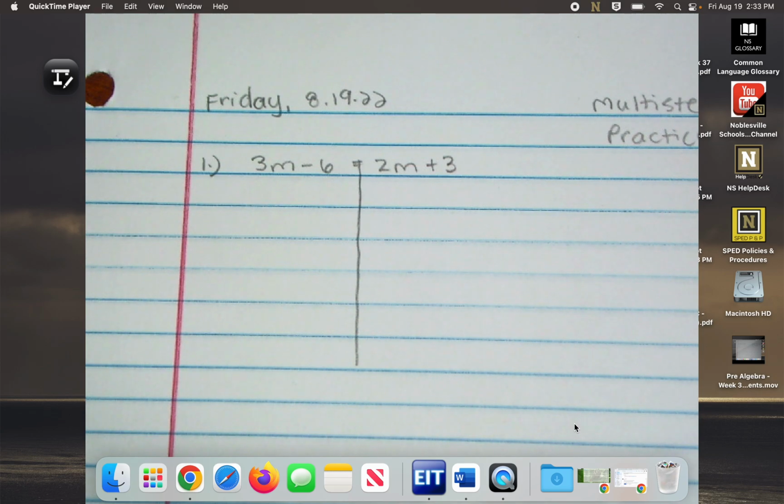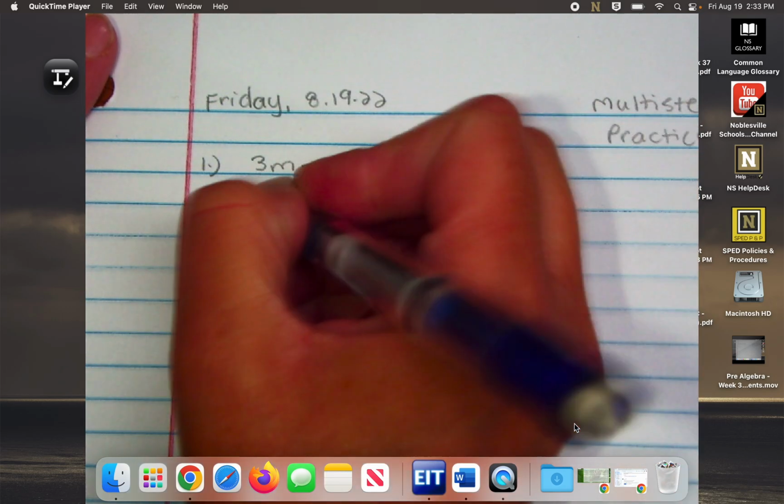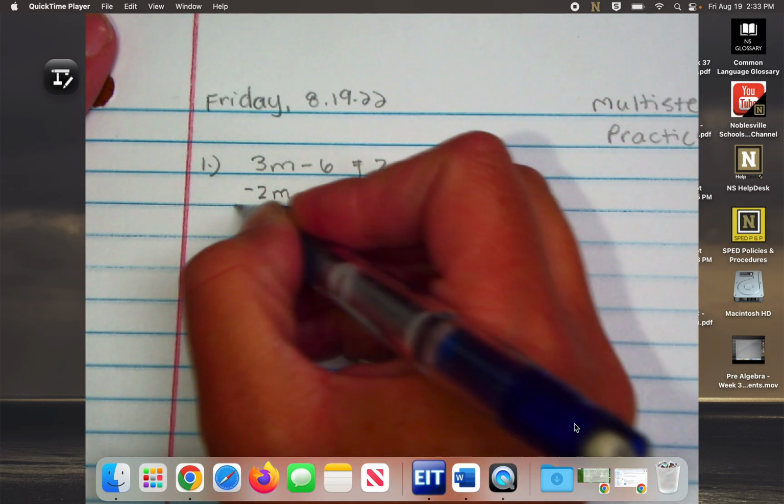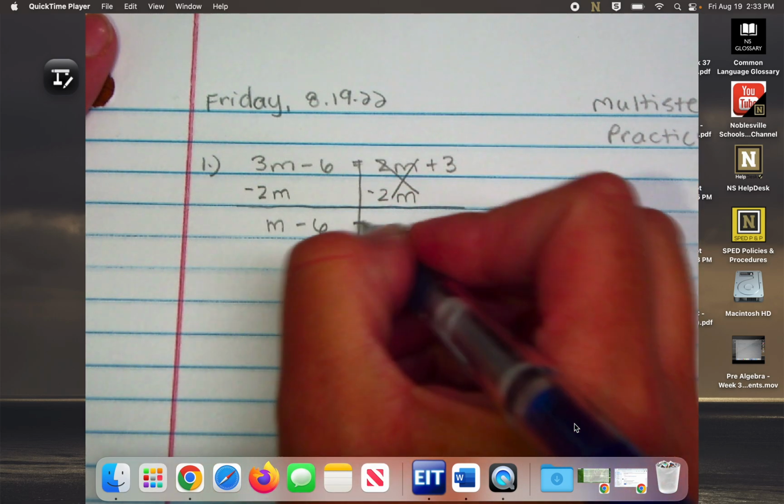Let's raise our hands, right? We're going to move the variables so we get all the variables on one side. Which way would you move them, Griffin? Left, from right to left. I'm going to subtract this 2m from both sides to balance it out. So I have m minus 6 equals 3.